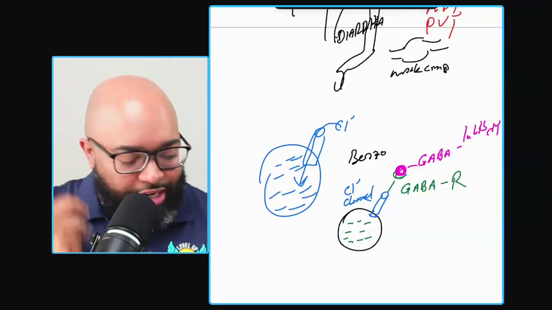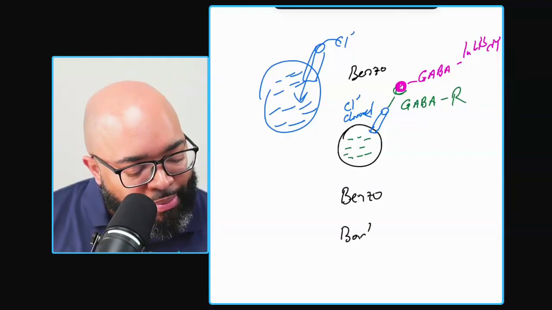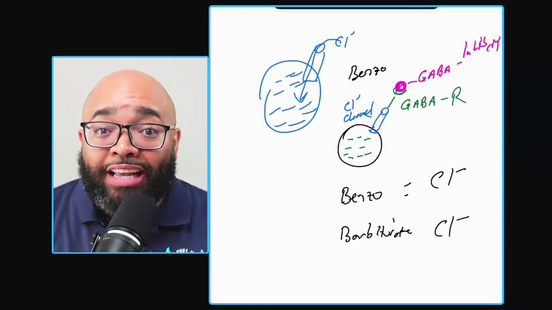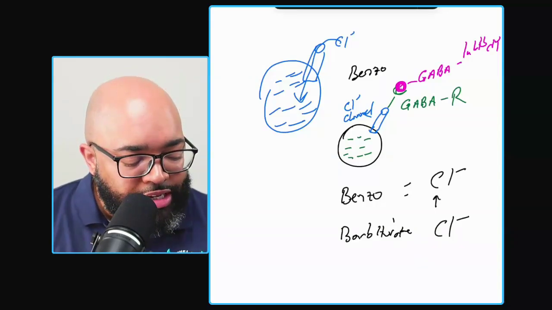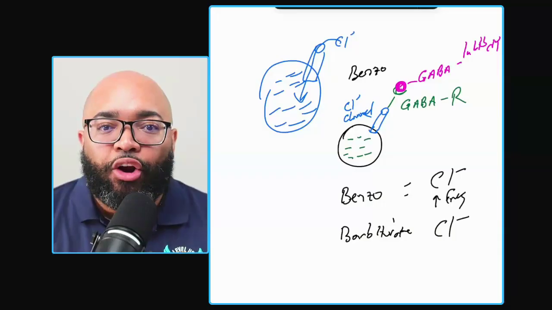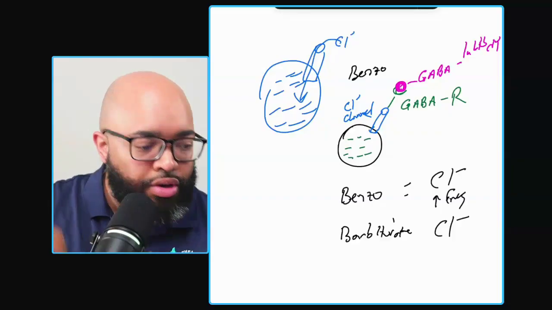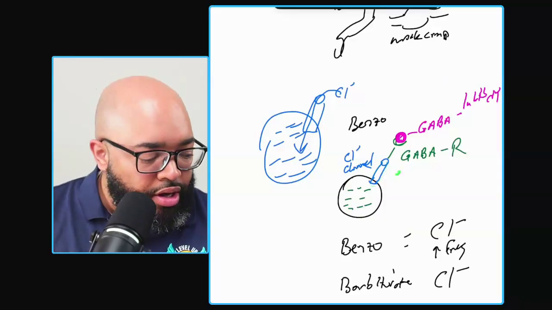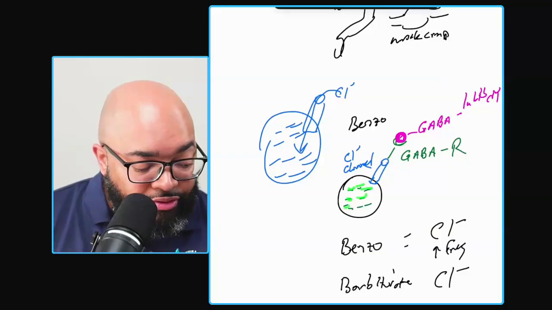We have two ways we can do this. One of them is with a benzo. The other is with a barbiturate. Okay? Both of them work on chloride channels. Both of them activate GABA. They just do it in different ways. The benzo increases the frequency of the channel opening. That's just a fancy way to say we open the door faster. Either way, if I open the door to the chloride channel faster, chloride rushes in quickly. Either way, it becomes negative on the inside of the cell.